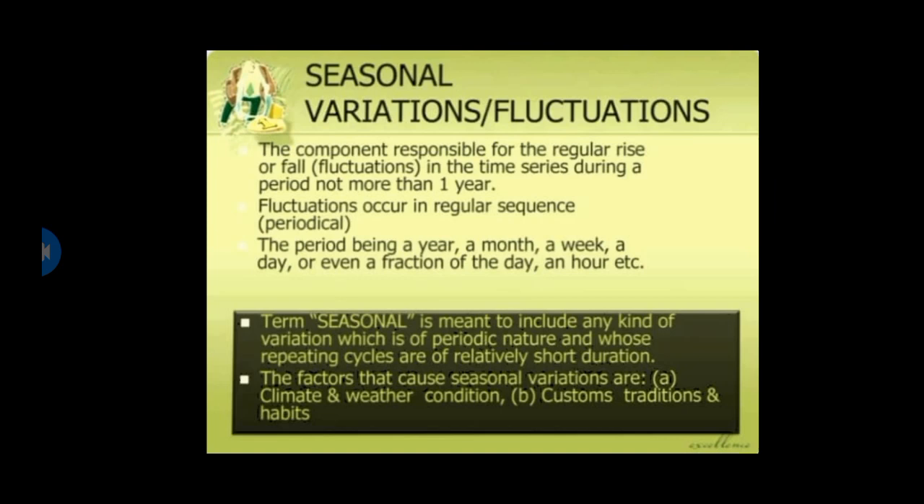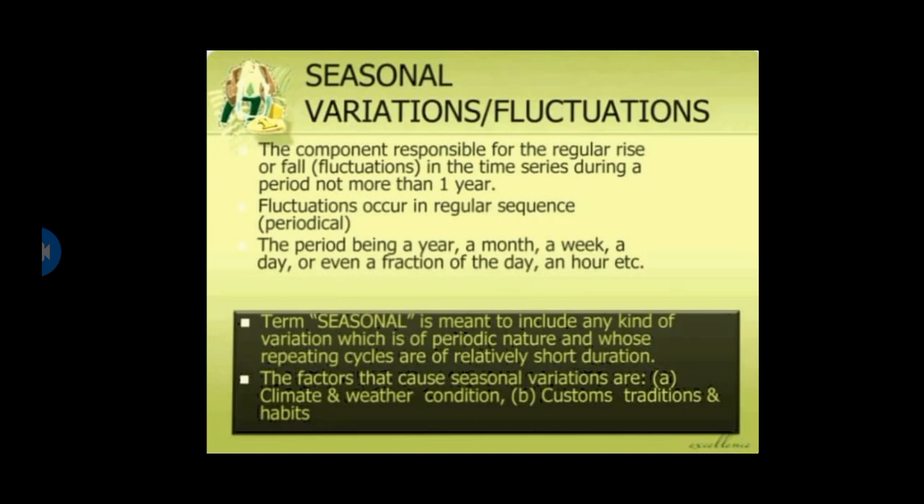Seasonal variation or fluctuation. Components responsible for a regular rise or fall in fluctuations in a time series during a period not more than 1 year. Fluctuation occurs in regular sequence periodically. The period may be a year, a month, a week, a day, or even a fraction of a day, an hour, etc. The term seasonal is meant to include any kind of variation which is of a periodic nature and whose repeating cycles are of relatively short duration.